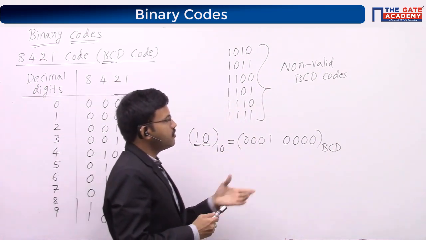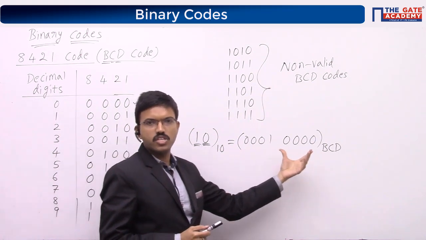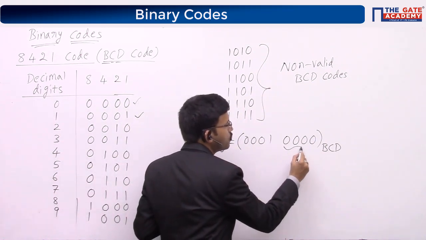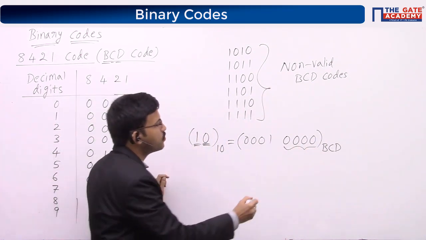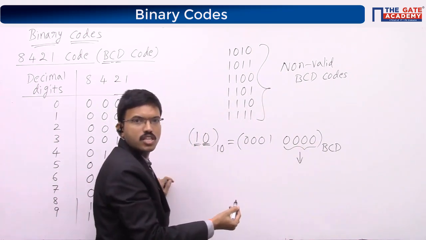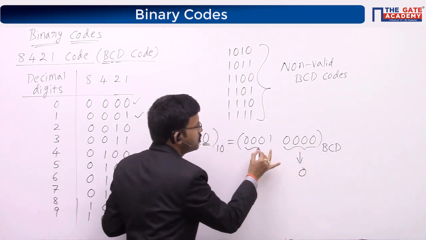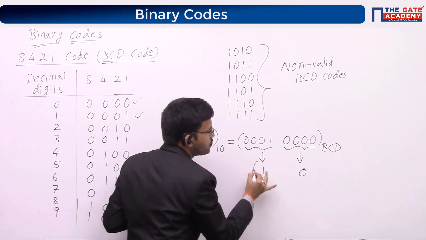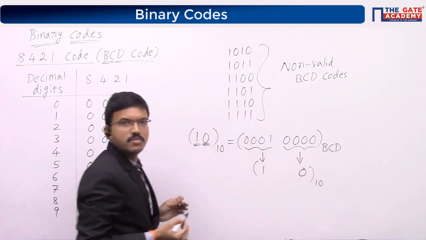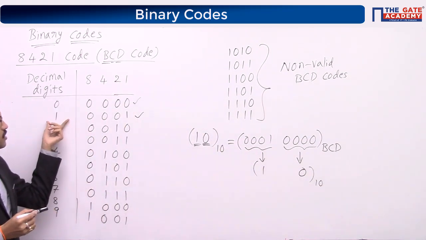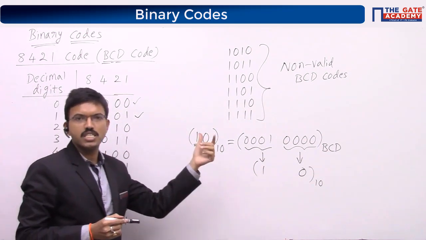If you have a code in terms of zeros and ones, by grouping 4 bits you get the corresponding decimal digit. 4 zeros is nothing but 0. Similarly, 0001 is nothing but 1. So for representing each decimal digit, we require 4 bits in BCD.